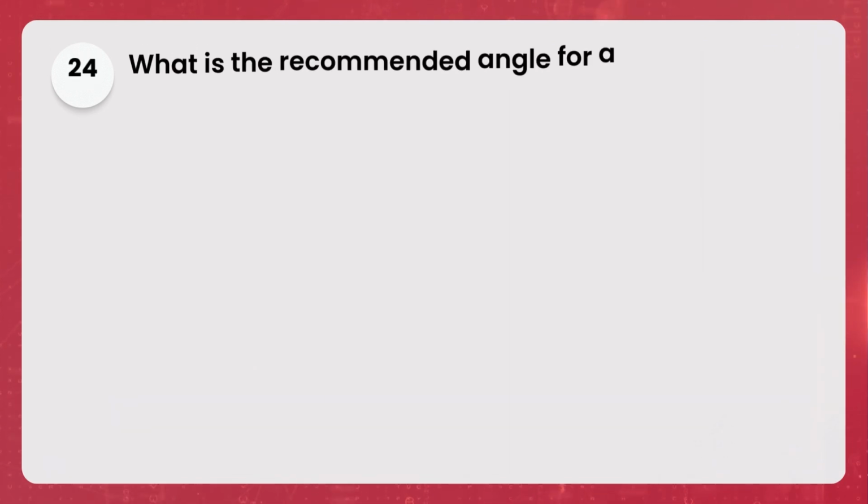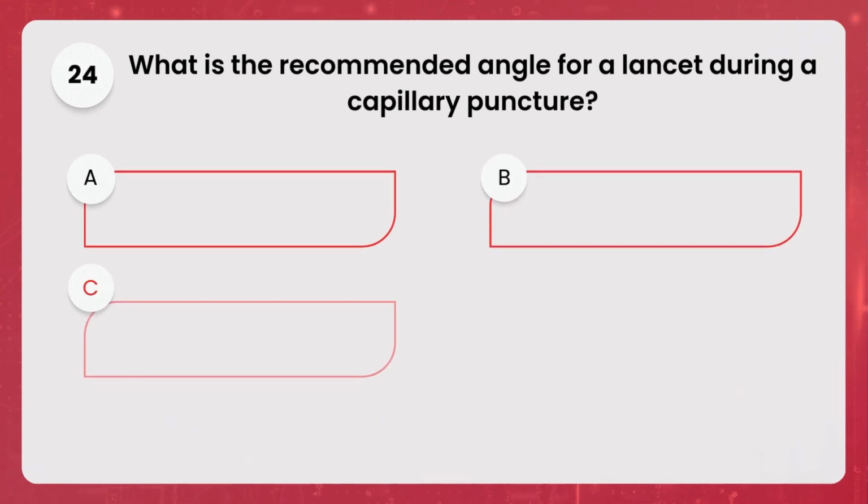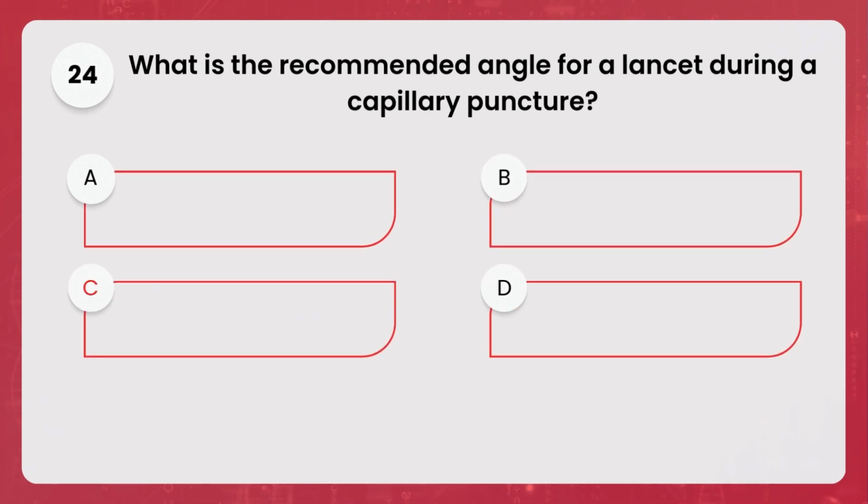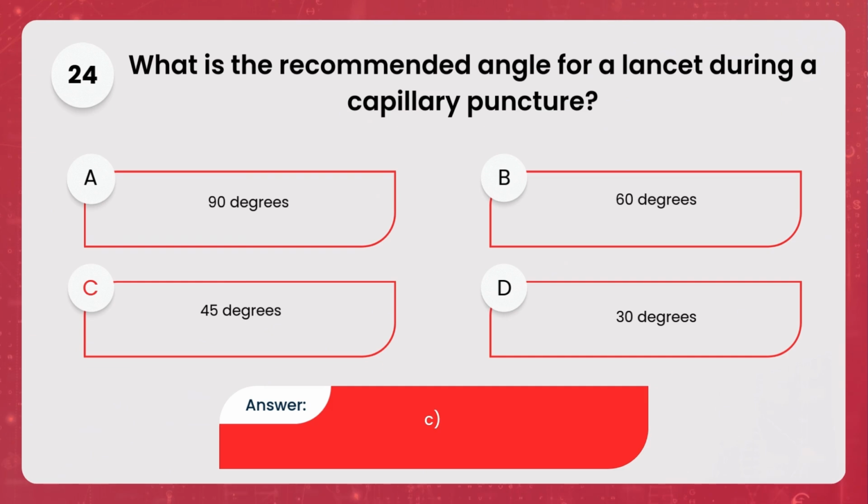Number 24. What is the recommended angle for a lancet during a capillary puncture? A, 90 degrees, B, 60 degrees, C, 45 degrees, or D, 30 degrees? The answer is C, 45 degrees.